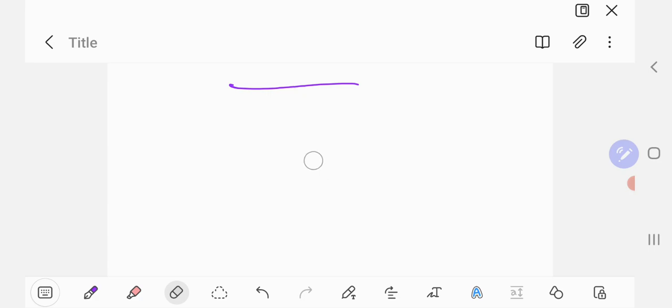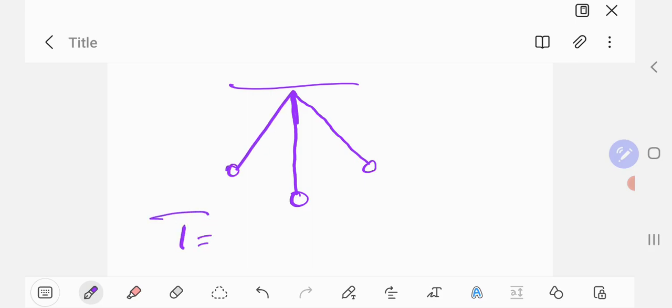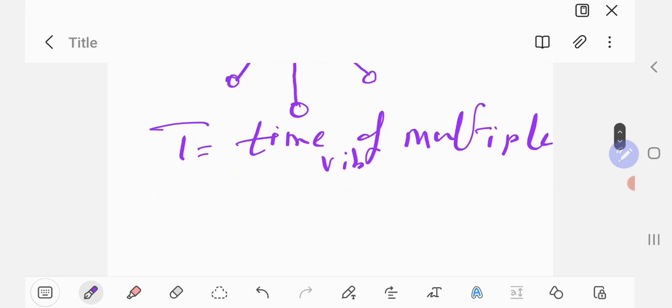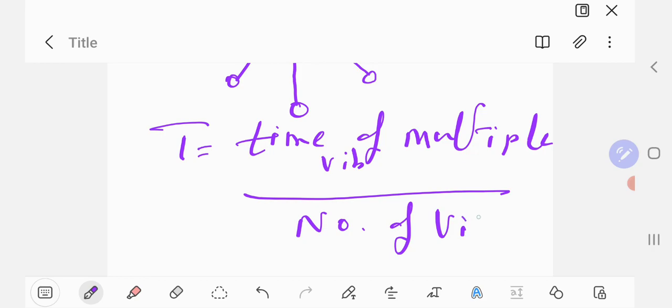The second thing, you can find the time period of the pendulum. If there is a pendulum vibrating in the forward and backward direction, you can find the time required to complete one oscillation. You can easily find the time period by using the formula: time of multiple vibrations divided by number of vibrations. Let's suppose you are going to find the time period of 20 vibrations. So you will find the time of the 20 vibrations, and divide this time by the number of vibrations, that is 20. Then you can find the time period.